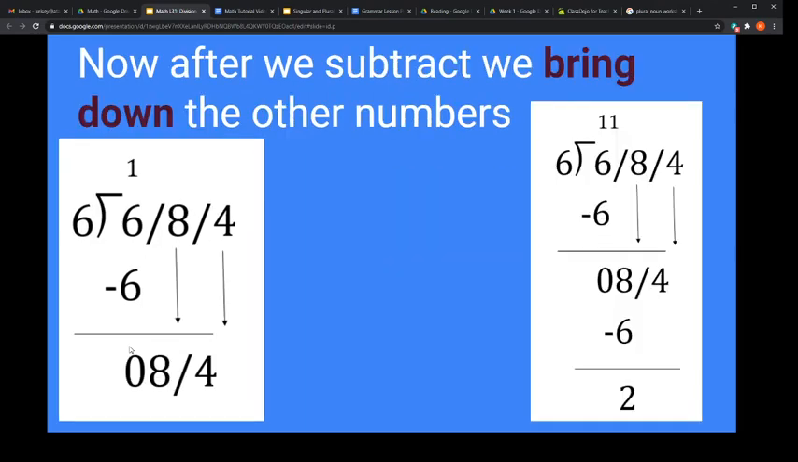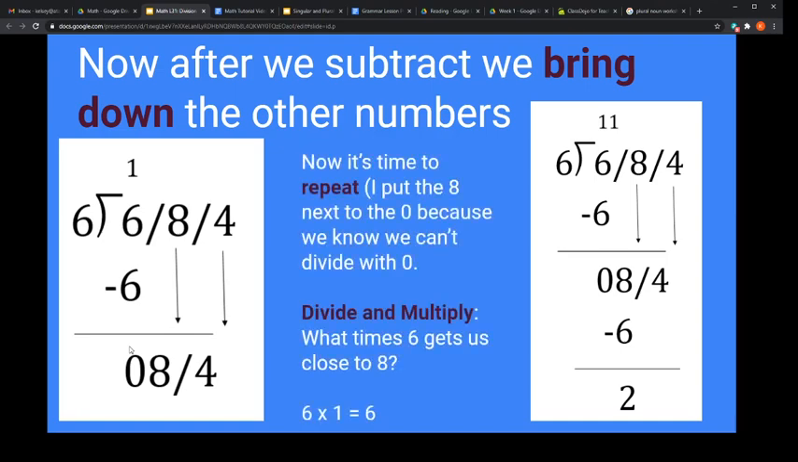Okay, now after we subtract, we bring down the other numbers. So we are bringing down the 8 and the 4. Now it's time to repeat. I put the 8 next to the 0 because we know we can't divide with 0. Divide and multiply. What times 6 gets us close to 8? 6 times 1 is the closest we can get. So again, we put the 1 up at the top and we subtract. 8 minus 6 equals 2.